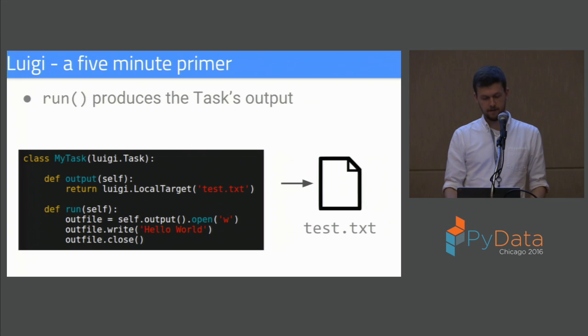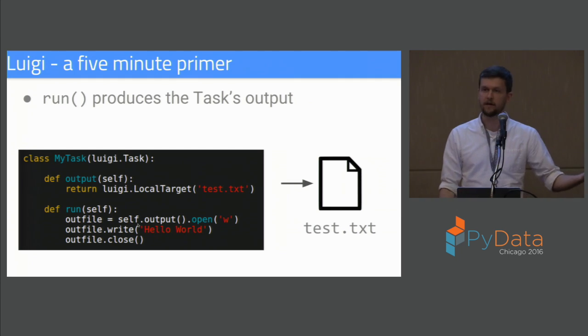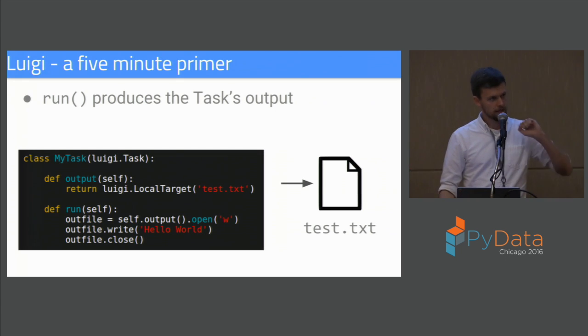So that's the output. And then the run is just whatever Python code you want to actually turn your input into your output. So in this simple example, it's just writing to an out file. In my example, it'll be making an API call and then writing that to a file, but it can be all kinds of things. You can write to a database, you can write to S3, there's a bunch of potential outputs here.